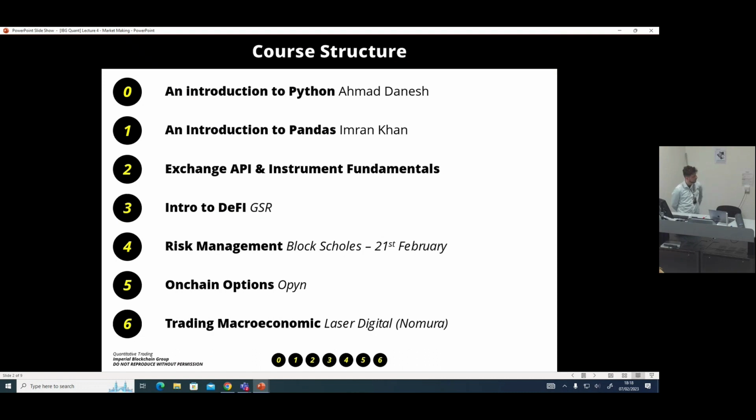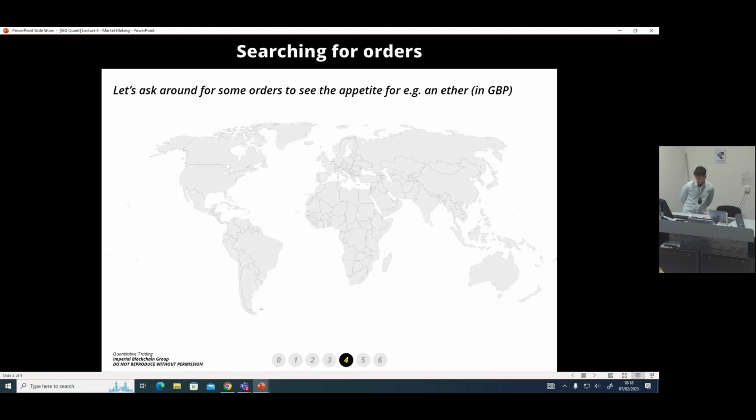This is our structure so far. So we're now on number 3. Next week, we've got Black Skulls coming in regarding risk management. Is it next week or the week after, rather? And then there'll be on-chain options, which we discussed last week, and some macroeconomics with Ledger Digital, which is a subsidiary of Nomura.